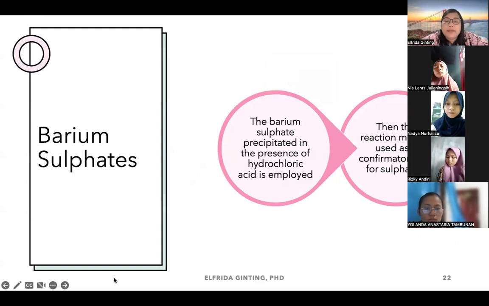Now, next, barium sulfate. If you remember, it will precipitate in the presence of hydrochloric acid. So you can test barium sulfate using hydrochloric acid, because if you have some material mixed with hydrochloric acid and it is not dissolved, then it is barium sulfate.